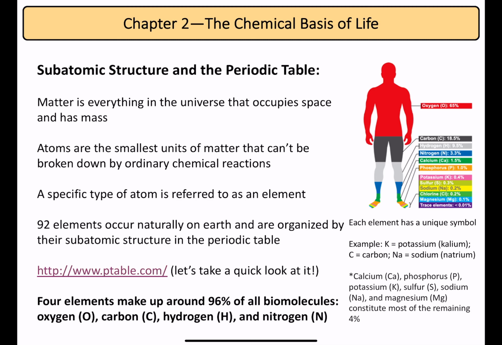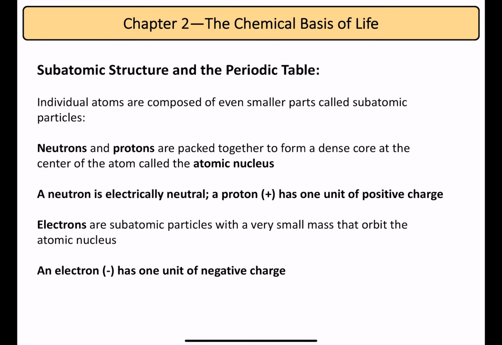Now that's not all. You have many micronutrients, dissolved salts like ions like sodium and calcium and magnesium and iron, but you have those in trace amounts. So next we're going to take a closer look at a single atom. So a single atom has smaller parts to it, which we call subatomic particles. And an atom is composed of 3 different subatomic particles.